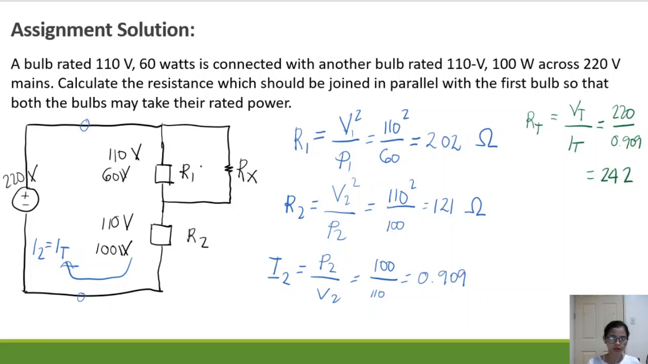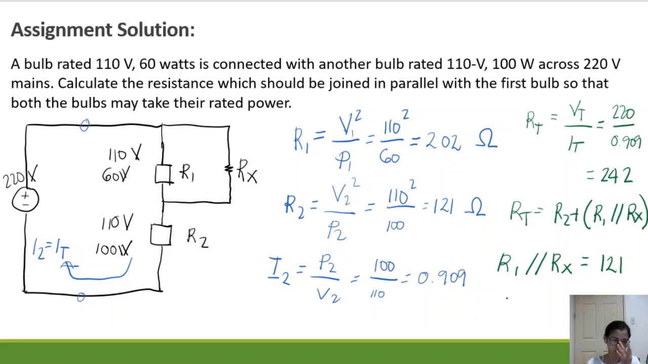And what will be RT if you look at this diagram? RT is the parallel of R1 and Rx in series with R2, right? So I know RT is equal to R2 plus the parallel combination of, this is the symbol for parallel, R1 and Rx. So R1 in parallel with Rx is equal to RT minus R2, 242 minus 121, that is equal to 121. And then with the parallel formula, I know that R1 is 202, so I'll just do the shortcut. Please do the math in your calculator. Rx will be equal to 302.5 ohms.